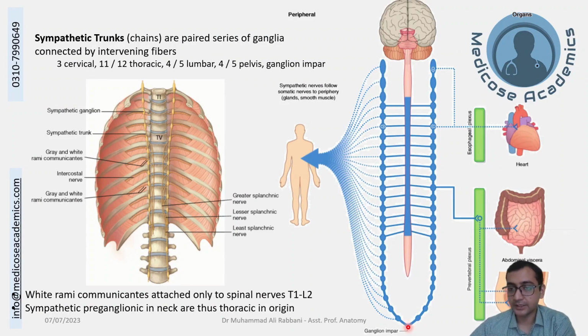They will join in the midline to form the ganglion impar. The inferior cervical ganglion fuses with the first thoracic ganglion to form the stellate ganglion. And we will discuss it again. There is a little variation in the numbers that is not universal, and it is due to the fusion or separation of the ganglia.